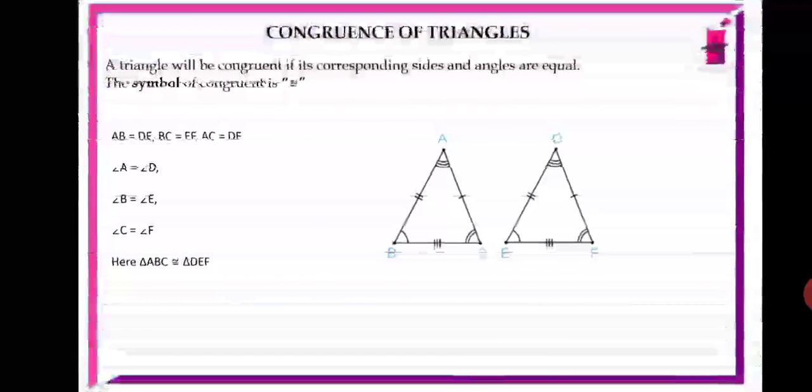Congruence of triangles. A triangle will be congruent if its corresponding sides and angles are equal. The symbol of congruence is ≅. In this figure you can see ABC and DEF are two triangles. If they both are congruent, then AB equals DE, BC equals EF, AC equals DF, angle A equals angle D, angle B equals angle E, angle C equals angle F. Here triangle ABC is congruent to triangle DEF.